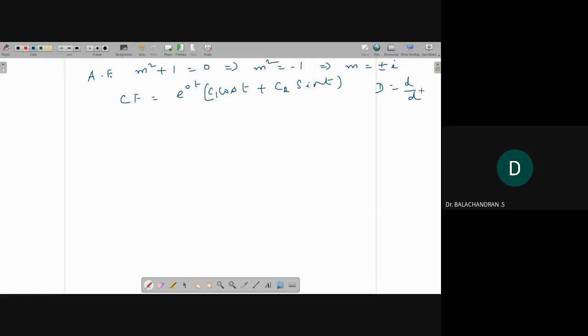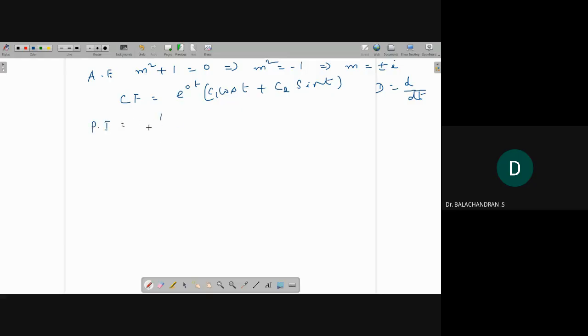Okay, sorry. The capital D is d by dt. So that is the reason we should write here e power alpha t, with alpha 0, that is e power 0 t into c1 cos t plus c2 sin t. So next we need to find the particular integral.